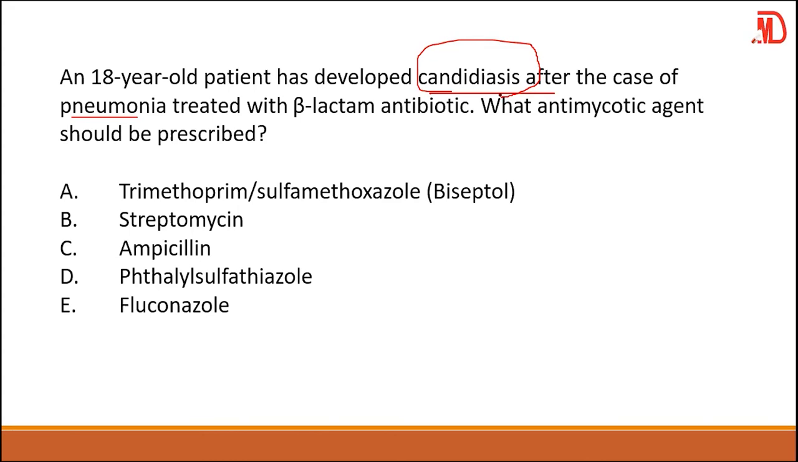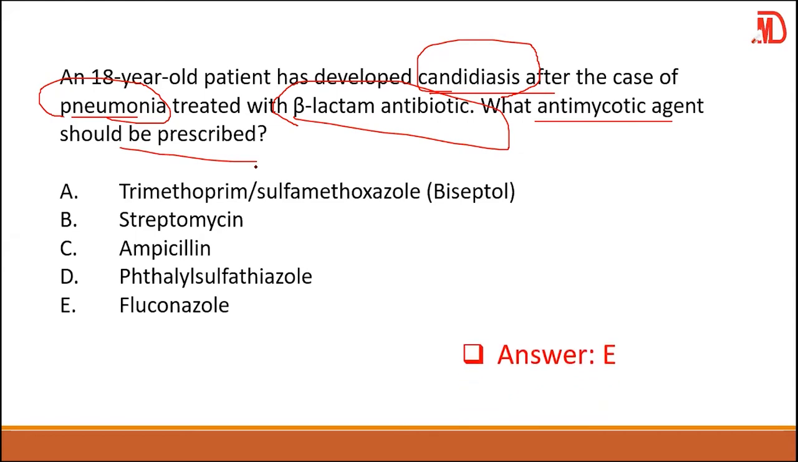So now let's continue. This person has developed a fungal infection called candidiasis after getting pneumonia and was treated with beta-lactam antibiotics, which were used for the treatment of the pneumonia. So the question now is, what antimycotic agent should be prescribed? In other words, which of the following is an antifungal drug? Your answer is fluconazole. As simple as A, B, C, D. Antifungal also means antimycotic. That's why I ask you, what is the curative agent for candidiasis?